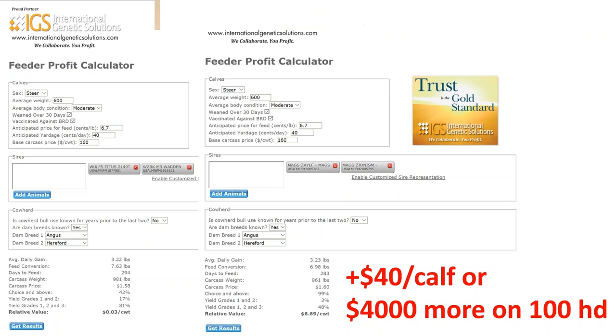Go ahead. One question, just clarification before you go on. So looking at those yield grades where you have, say, on the right side, 48% being 1, 2, and 3, that's saying that if you had 100 head, or however many, of these exact same type of cattle, that 48% of them would be 1, 2, and 3, 52% being 4s and 5s, correct? Exactly. Or a 48% chance of this single calf being a 1, 2, or 3. Correct.